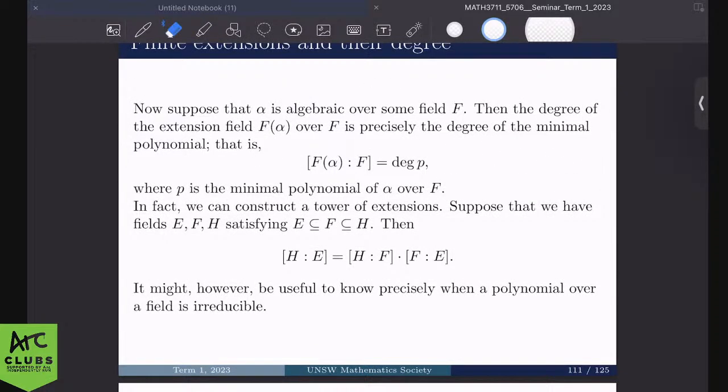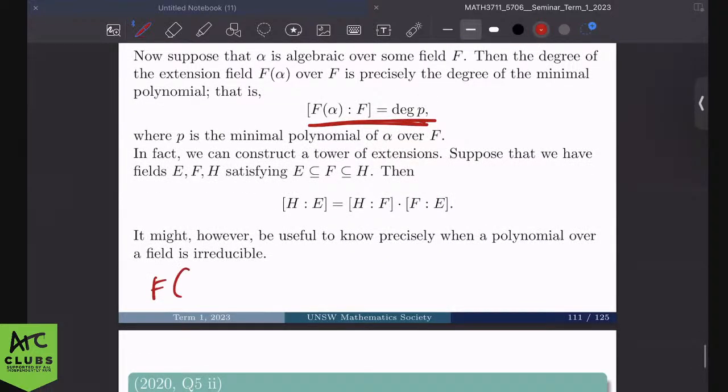Yeah. So the degree of the extension field is precisely the degree of the minimal polynomial. And you can actually construct a tower of extensions. So let's say I want you to find out the degree of F(a,b) over F. Well, that's a bit more complicated, because how do you find the minimal polynomial of a and b over F? Well, what you can do is write this as a field extension.